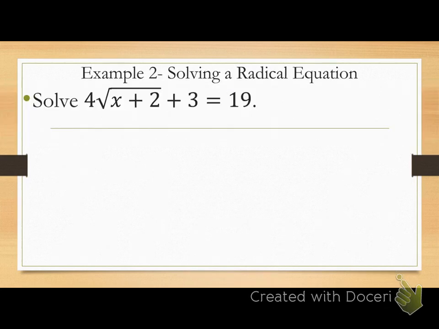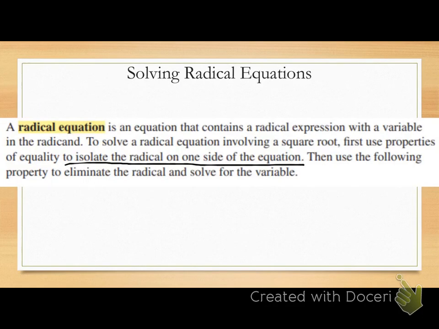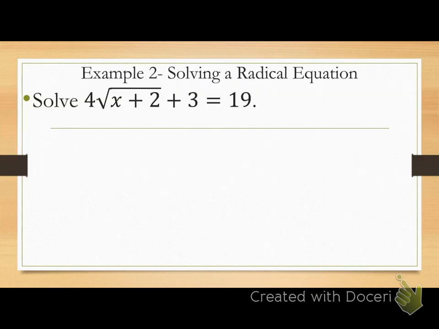Okay. Solve 4 times the square root of x plus 2 plus 3 equals 19. This looks a little more difficult than the ones we just did, but we can still do it. My goal is to still, before I get x by itself, get the radical expression by itself first. Okay? So is the radical expression by itself here? No. What would be my first step to get the radical expression by itself here?